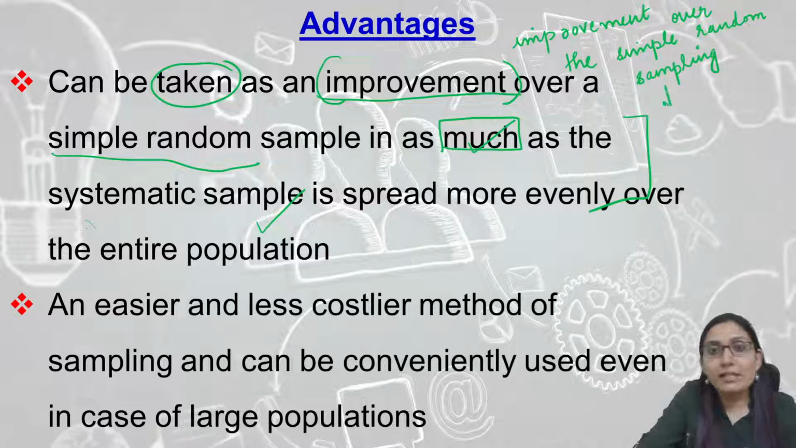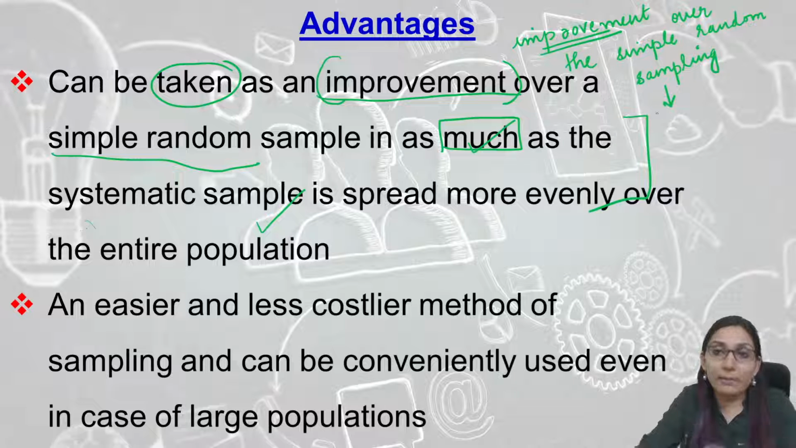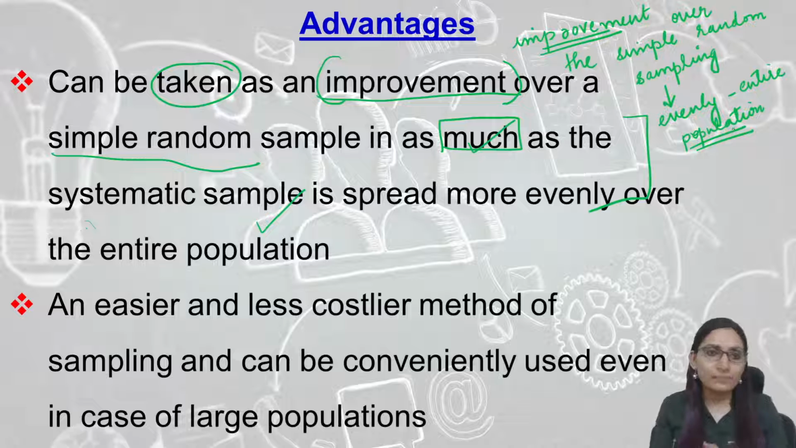Now, why is it considered an improvement over simple random sampling? This is because it is spread evenly over the entire population. So, it covers the entire population evenly. That is why it is considered to be even more systematic.